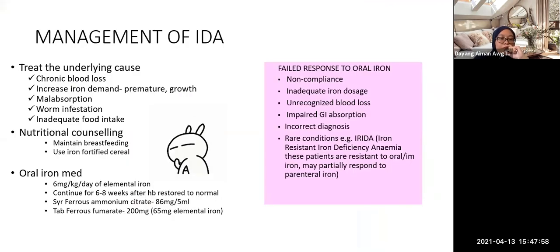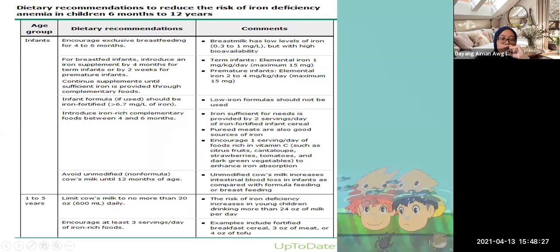So for the management, I will only focus on management of IDA, spherocytosis, and also thalassemia. So for the IDA, of course, first we need to treat the patient according to the cause of the IDA, and then we need to maintain the nutrition. And if the patient still has persistent anemia despite maintaining the nutrition, we can give them iron. Okay, we also need to encourage them accordingly for the diet.